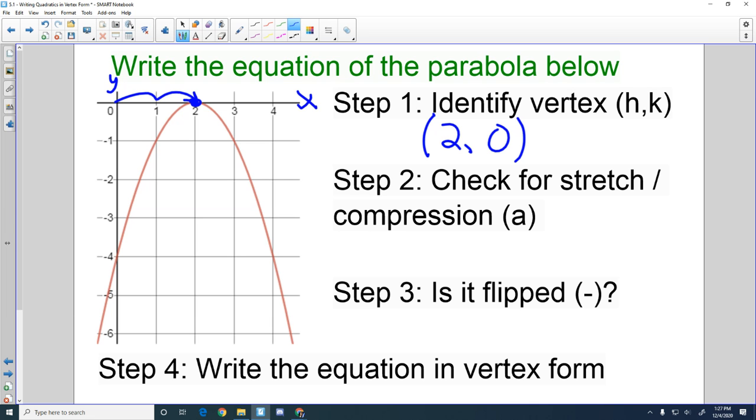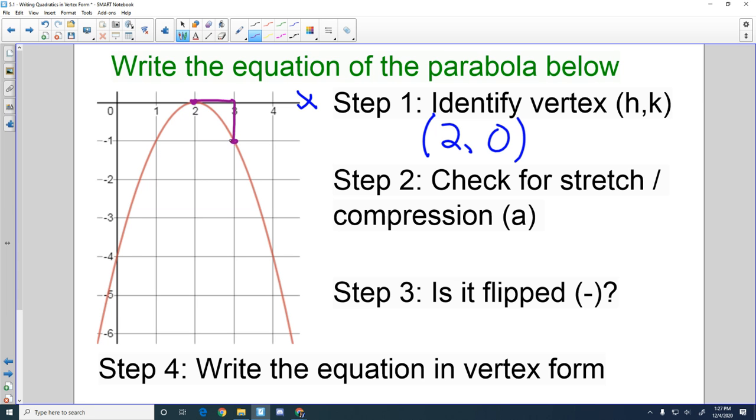Step 2. This is the only thinking part, everybody. Step 2 is the only part you have to actually use your brain. Well, X before Y. Check for a stretch or compression. That's going to be A. So here's where we want to check for that standard stretch or not. Start at the vertex. If I move right 1, do I move up 1? Well, in this case, instead of up, we're moving down. So if I move right 1, do I move down 1?